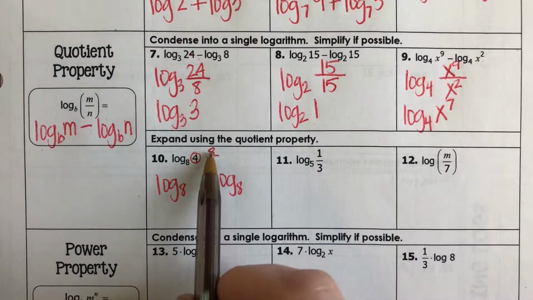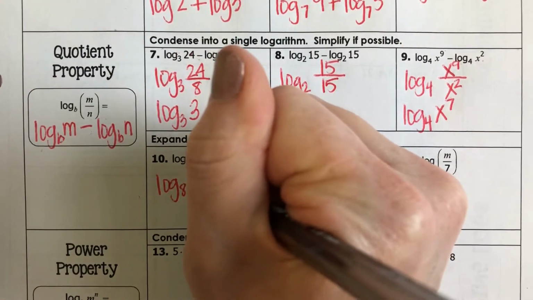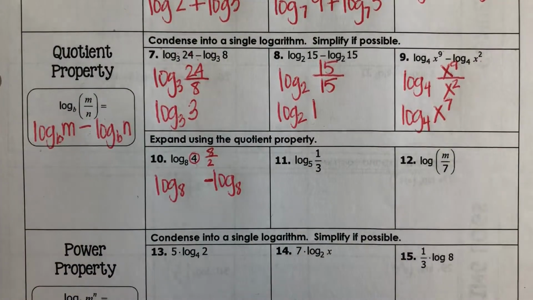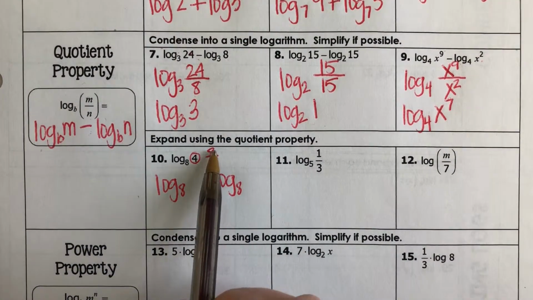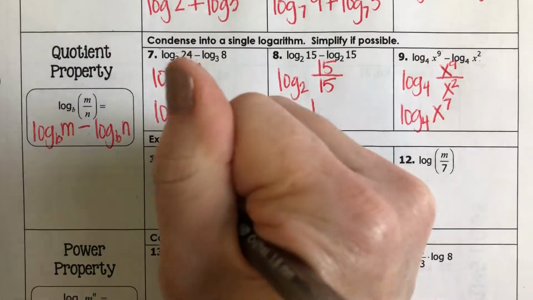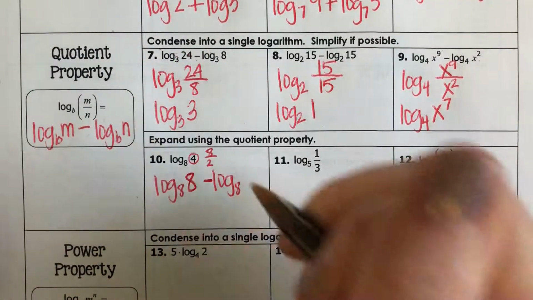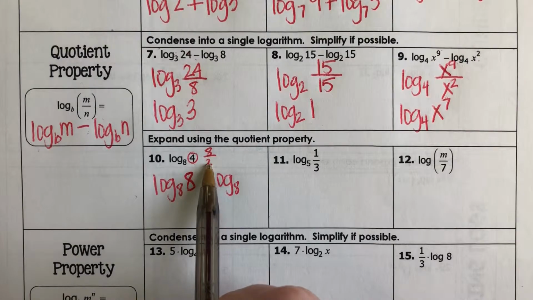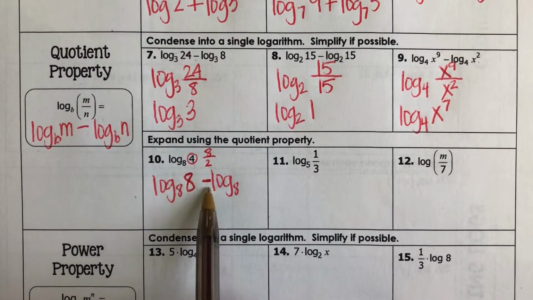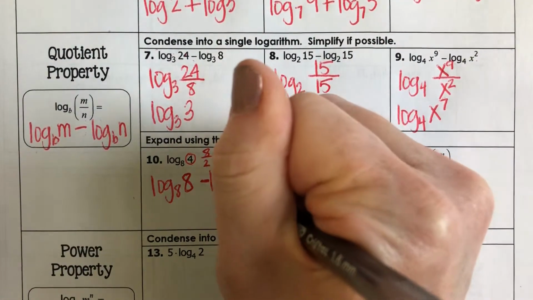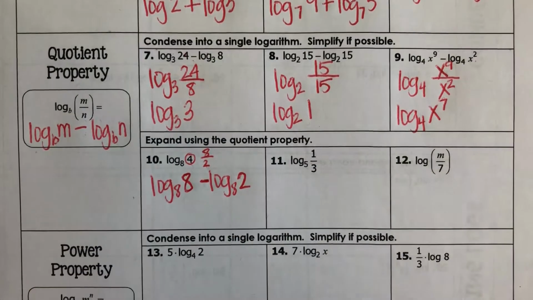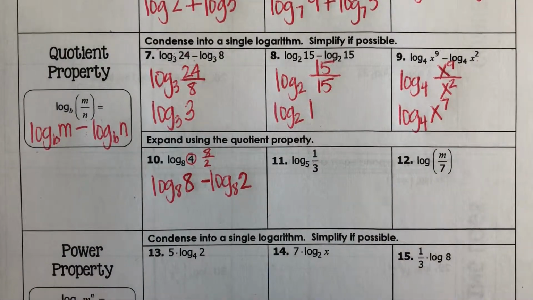And because there is now a fraction bar, there's going to be a subtraction sign between them. The 8 was in the numerator, so it follows the positive log. And the 2 is in the denominator, so it's going to follow the negative log. And that's all I need to do.